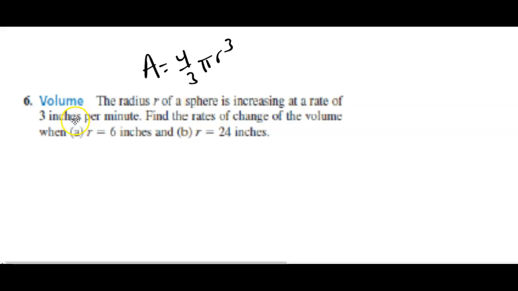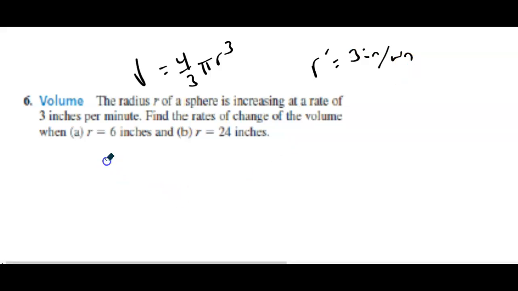Alright, right here, just so you know, I put V. That should be volume. So V right here. Yeah, so there's the equation. You can work this one out. Just to help you label your parts, R prime is 3 inches per minute. And then you gotta do it twice. You gotta find the first R when R is 6, and then the second R when it's 24. So you work that out, find the volume. This is also dr over dt.